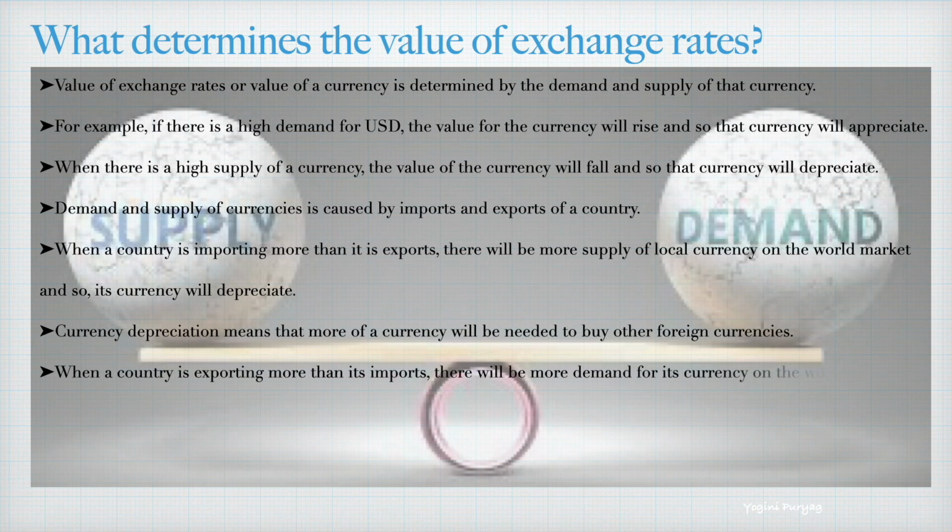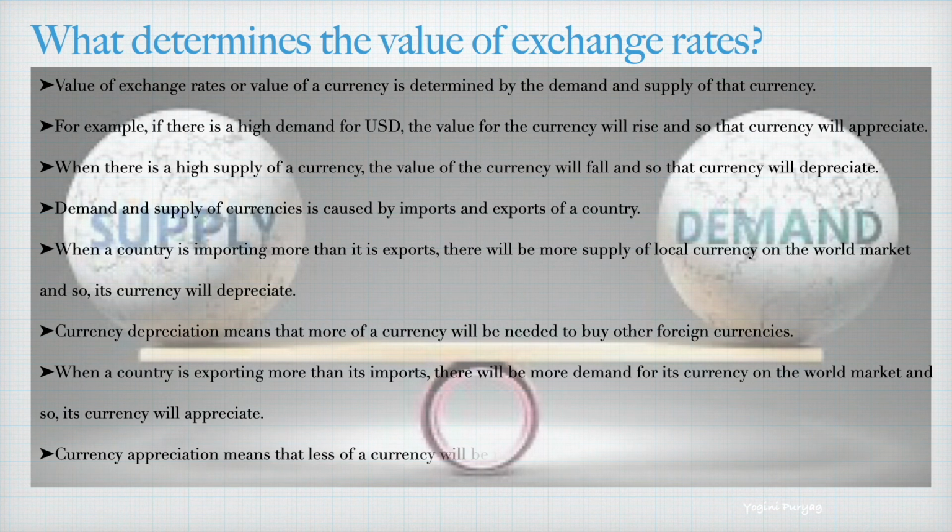When a country is exporting more than its imports, there will be more demand for its currency on the world market, and so, its currency will appreciate. Currency appreciation means that less of a currency will be needed to buy other foreign currencies.